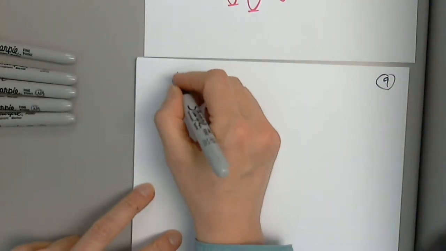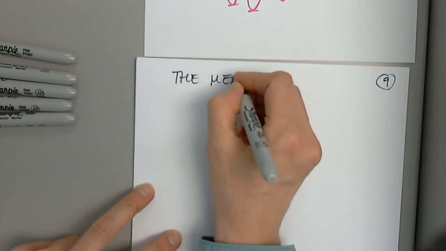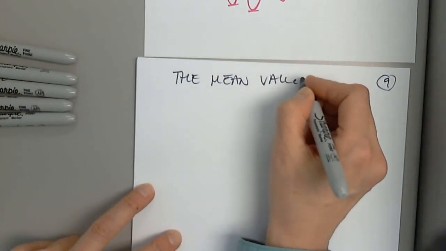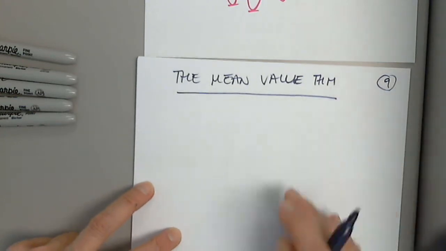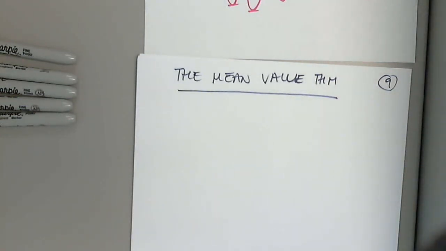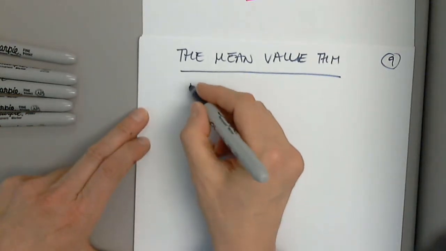Let's talk about that. The mean value theorem. The mean value theorem is more relaxed, does not require the third condition of Rolle's theorem, just the first two. So let's look at a situation.